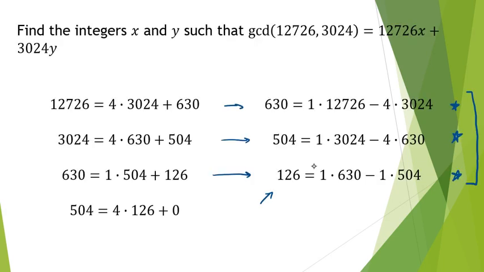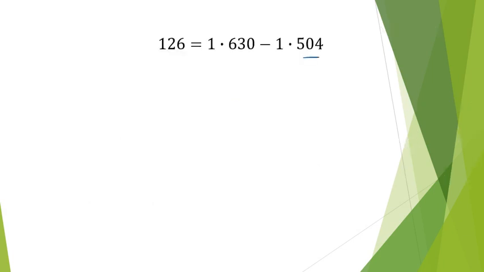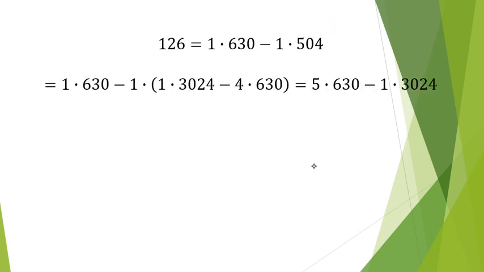So I can make the substitution for 504 in that first line on my next slide. I'm going to take that 1 times 3024 minus 4 times 630, and I'm going to substitute it in for this 504. And when I do that, we see we have the 1 times 630. Those are matching up. And then I have the minus 1 times, and this was our 504.